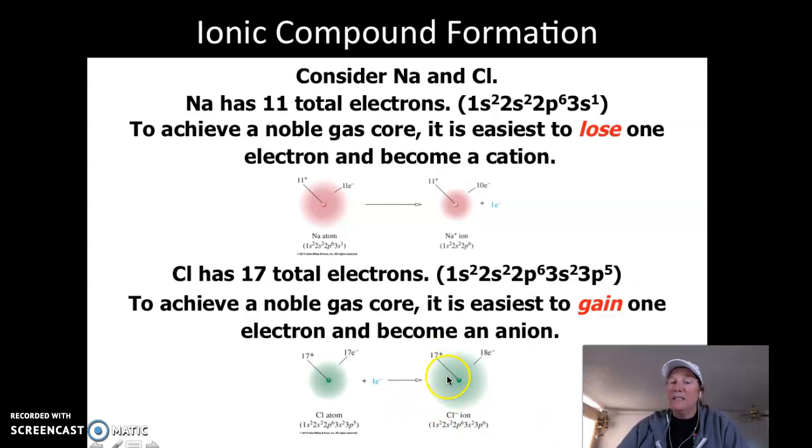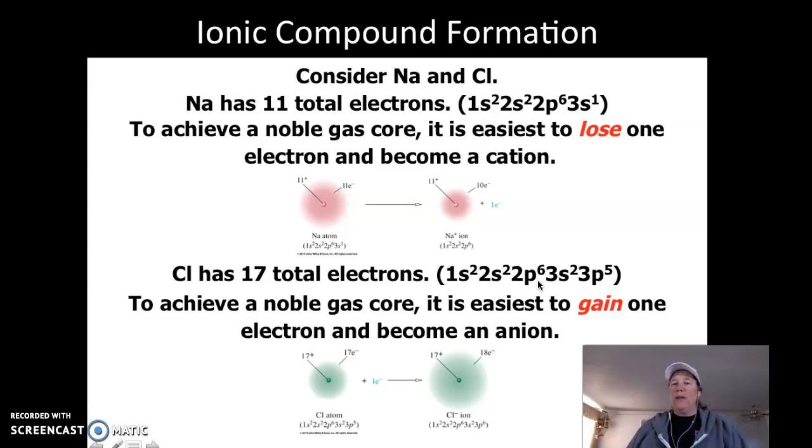But because, again, the protons don't change, but the electrons did, it took in one. So now it has 18 instead of 17. It has a -1 charge. So that's why it becomes an anion. Okay, so they work on getting their configurations. Like I said, this will be the configuration of the sodium ion, and make this a 6. This will be the configuration of the chlorine ion.